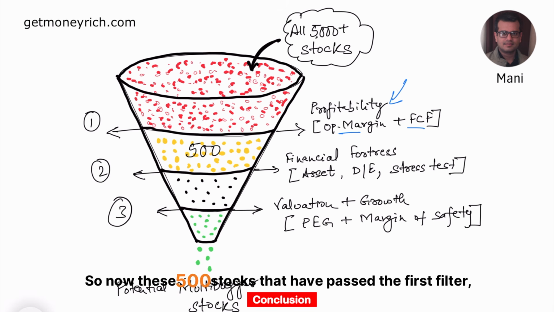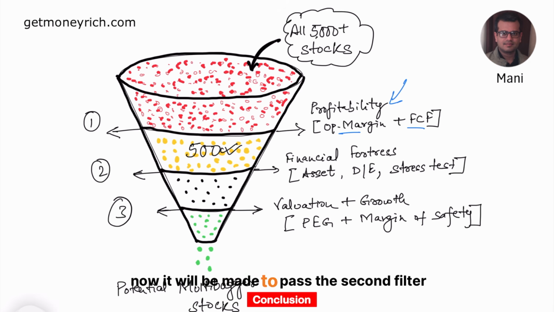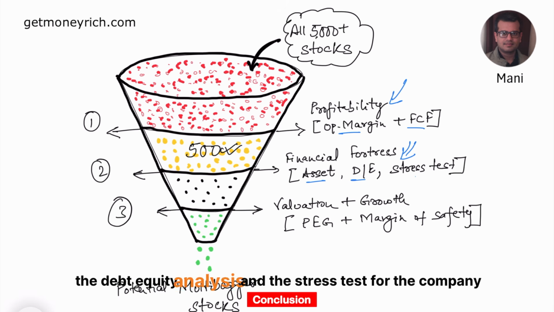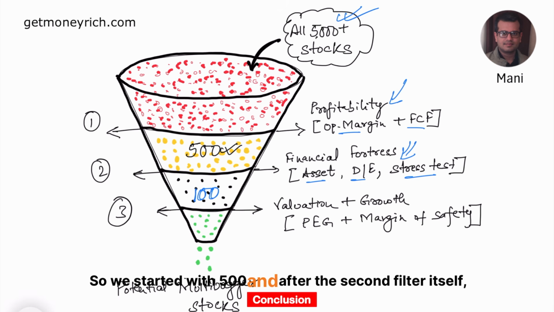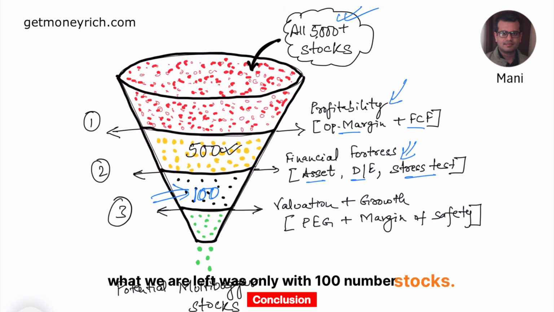Now these 500 stocks that have passed the first filter will be made to pass the second filter, which is the financial fortress filter. And what was that filter? In that filter, we do the asset analysis, the debt equity analysis, and the stress test for the company to check whether it has sufficient liquidity and solvency under tough times. And suppose after doing this analysis, only 100 stocks pass through. So we started with 500, and after the second filter, we were left with only 100 stocks.